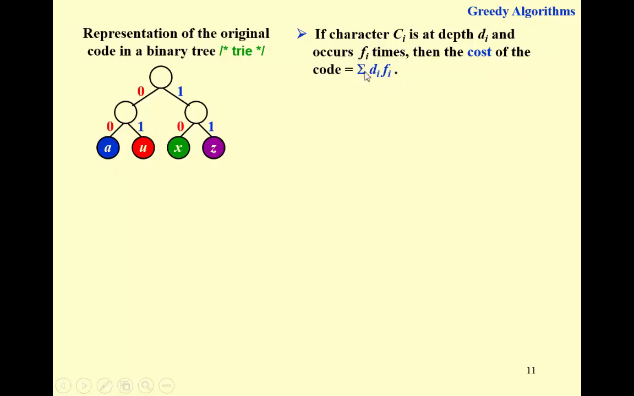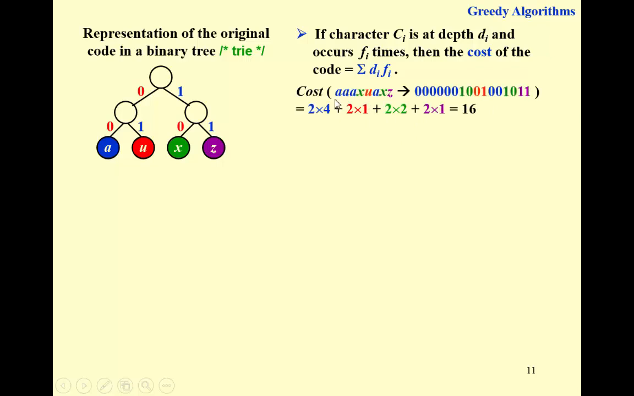And put them all together, what do we obtain? What is the cost of the code? Where d sub i is actually the code length for one character, right? And the code length times its frequency gives the total length of this character in the compressed result, right? And to sum them up, that cost of the code gives the code length of the compressed resulting string, right?